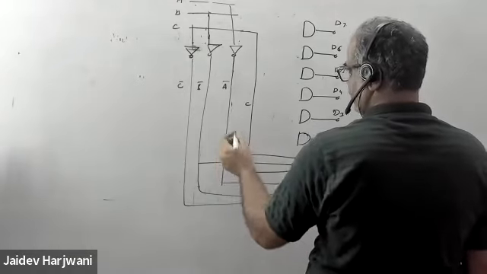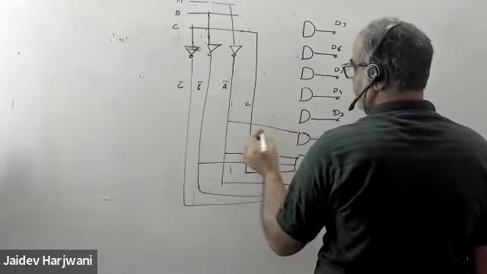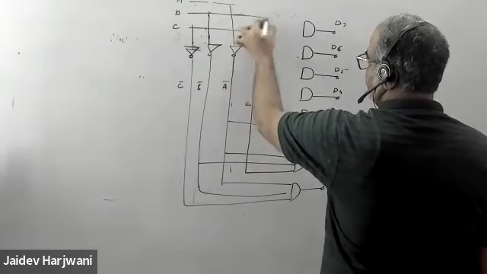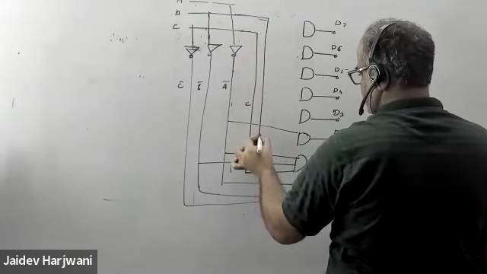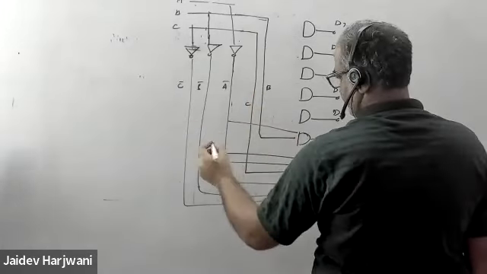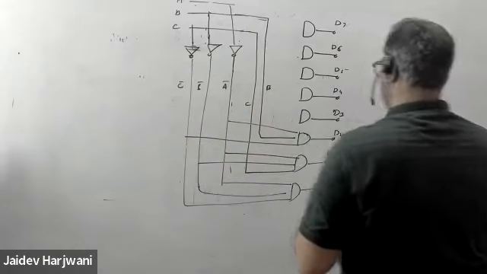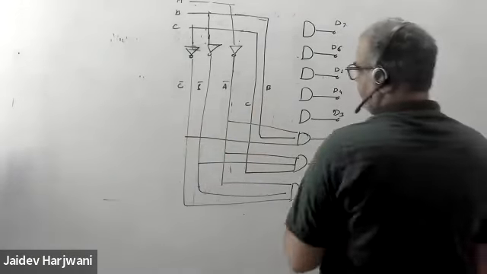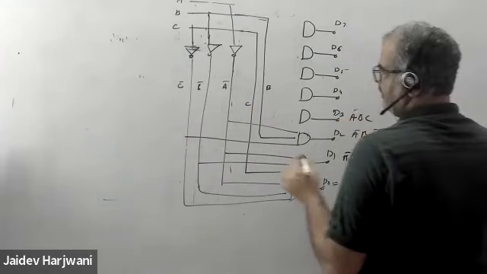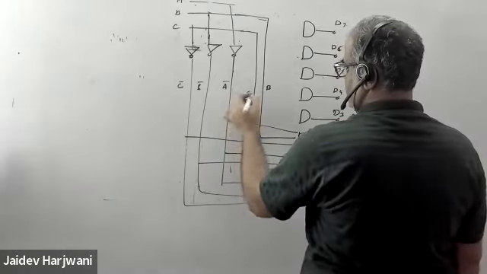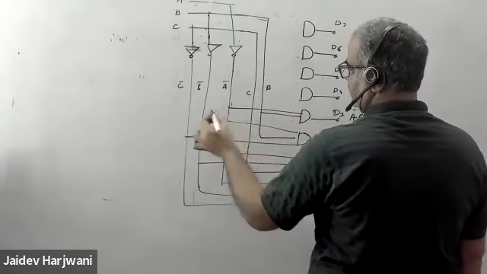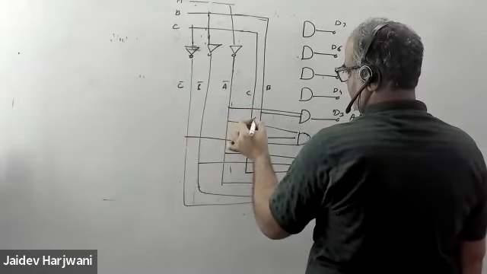So you want A bar, you want B. So let us take B from here. So say this is my B line. B is coming here. Okay, and then you want C bar. C bar you can take from here directly. So this is A bar, B bar, C. Similarly, 0 1 1, that is A bar, B, C. Okay, so A bar can come directly here, B and C can directly come here.